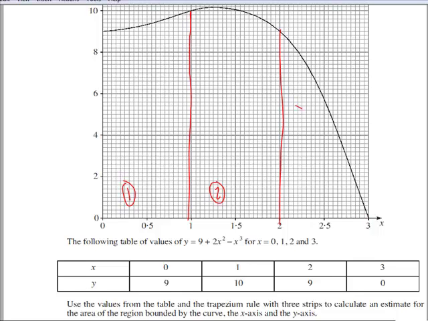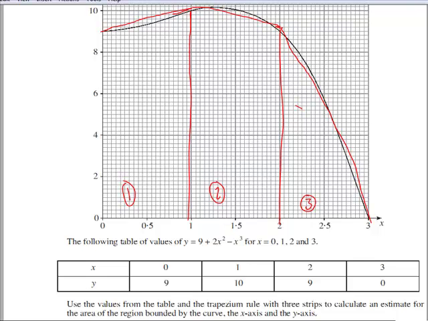In this case, what we've actually got, we estimate that the first strip is in fact a trapezium, the second strip is in fact a trapezium, and the third one obviously a special type of trapezium, which just happens to be a triangle that takes you back to 3 at x equals 3.